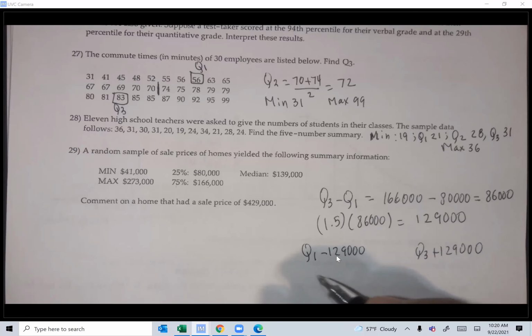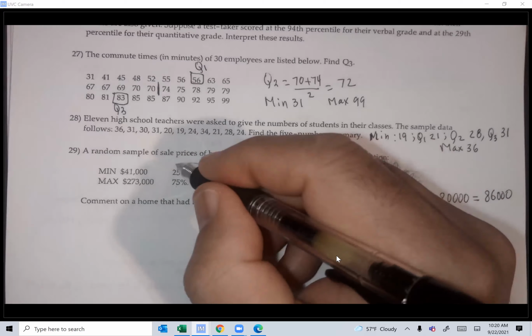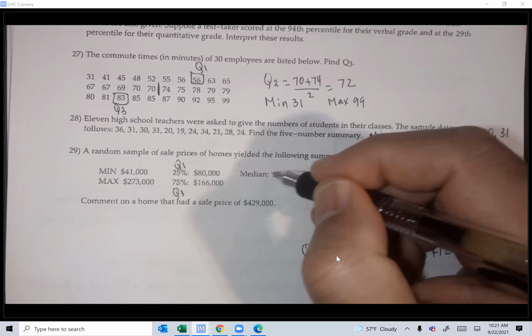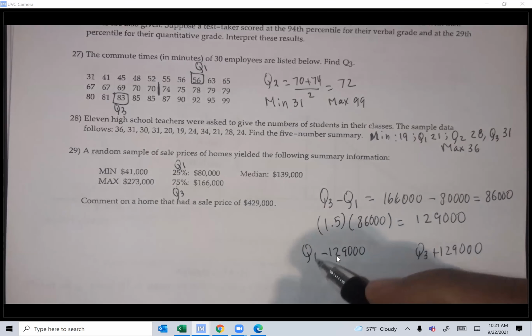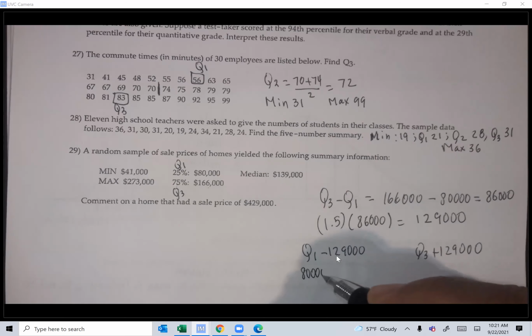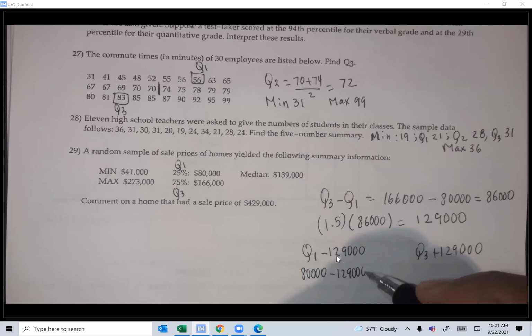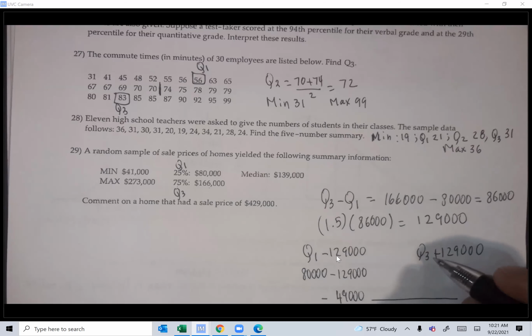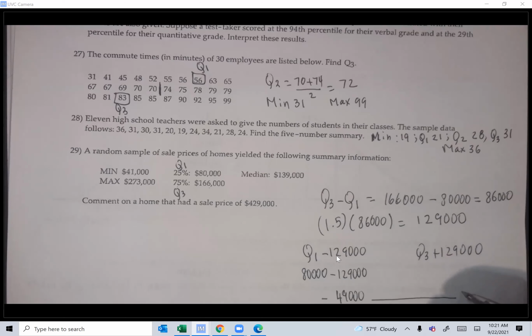Q1, guys, this is the Q1. So 25% means the Q1. 75% Q3, and median is 50%. Okay, so 80,000 minus 129,000 is negative 49,000. And Q3, guys, is 166 plus 129. So it will be 295,000.